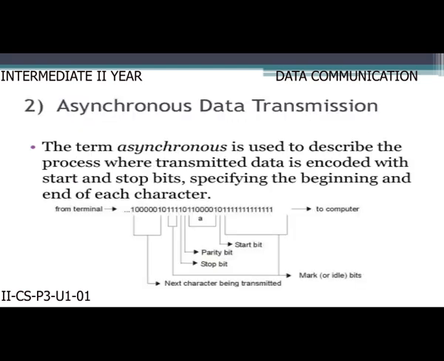Second type of data transmission is asynchronous data transmission. The term asynchronous is used to describe the process where transmitted data is encoded with start and stop bits, specifying the beginning and end of each character.